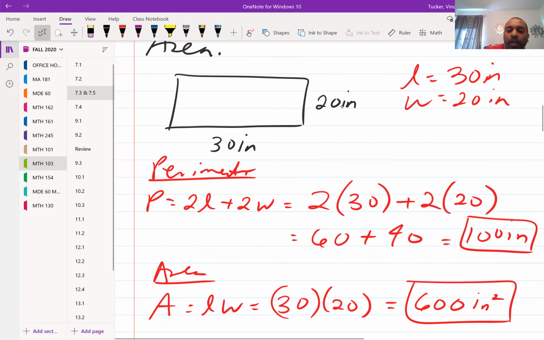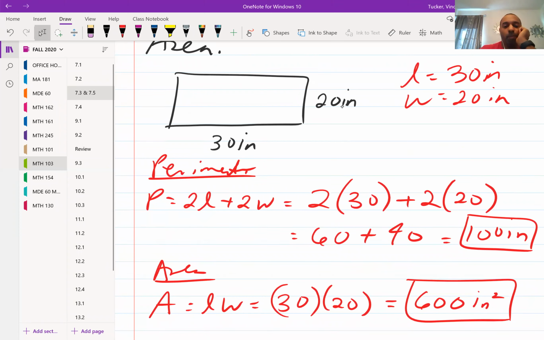All right. And then to find the area, length times width, so that's 30 times 20. That'll be 600. And don't forget, that's going to be inches squared. All right. Questions? Any questions?